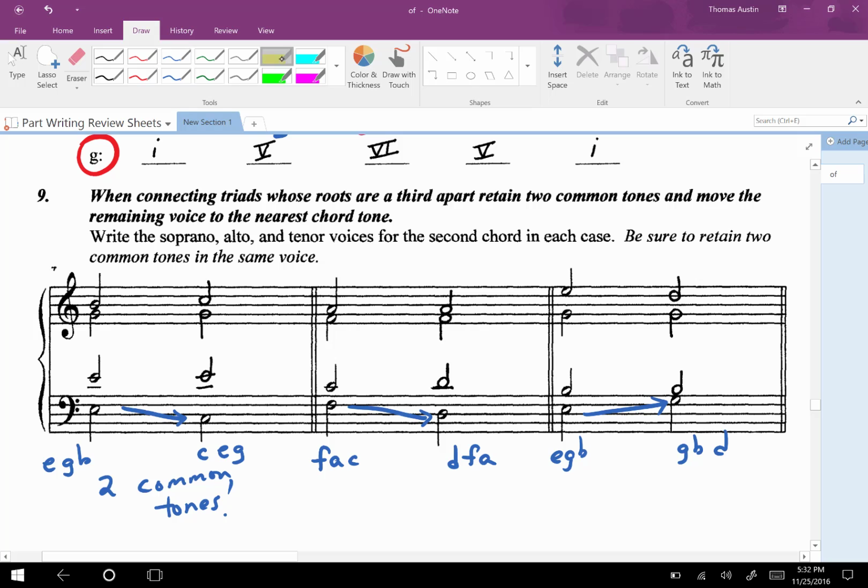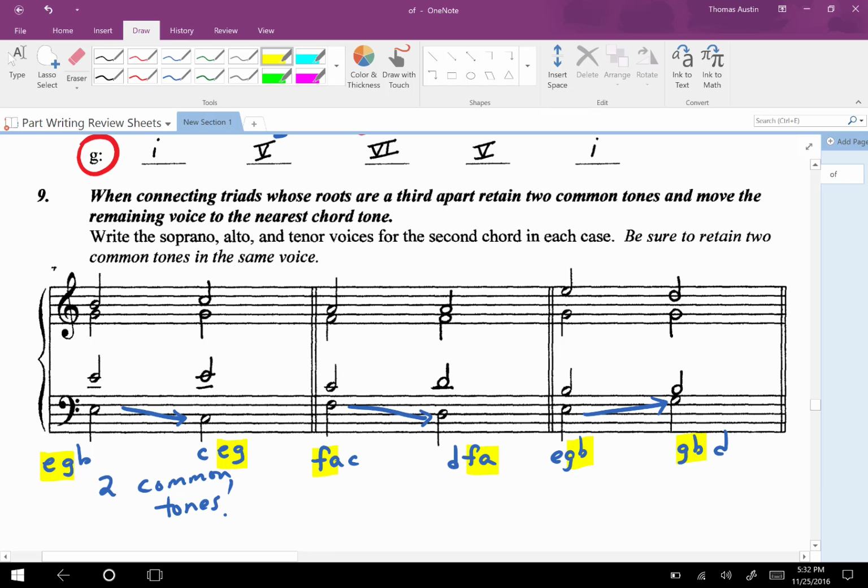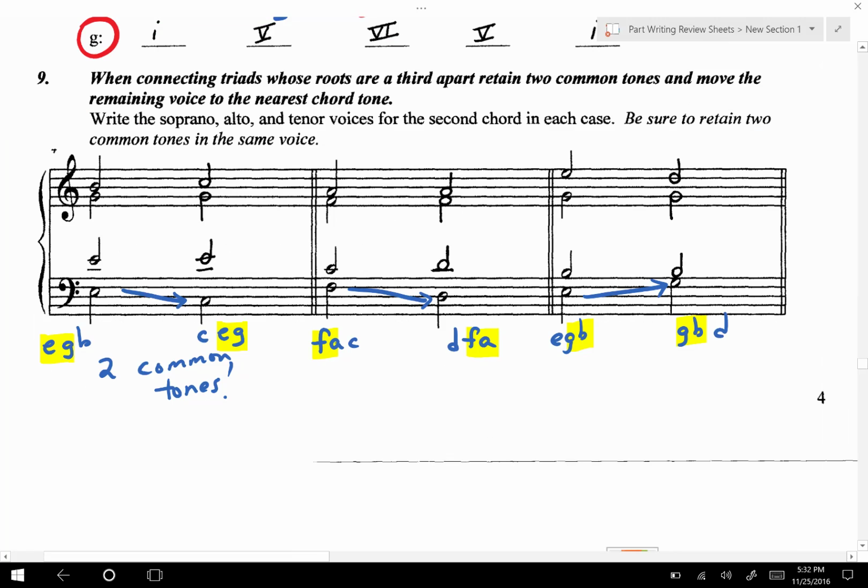You might even want to highlight them or underline them or something. Those 2 are common. So you want to keep the common ones in the same voices. And my G and my B are common. So hopefully you did okay with this section. Common tone, same voice. Common tone, same voice.